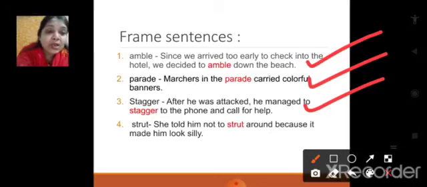Now the remaining ones, what are the examples children? It's trudge, then march, patrol, and stride. So you can frame the sentences, and definitely it's going to be a wonderful practice for all of you. Now don't forget to take the help or the guide from the dictionary for the correct words also.